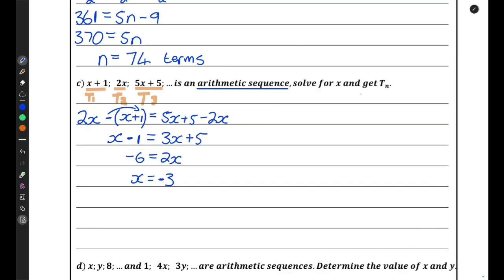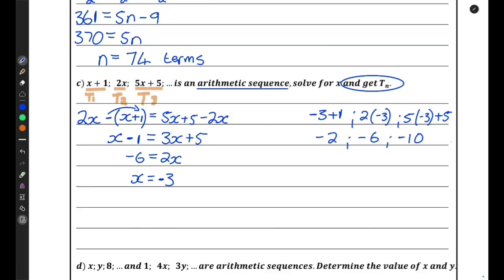Now the rest of the question says, and get Tn. So now I must get the numerical value of this pattern, and then work out what the formula says. Luckily, that is an arithmetic sequence. It's always a suspenseful moment when you're subbing in and you're wondering, is it going to give me a constant difference? Yes, it is. The constant difference is minus 4.